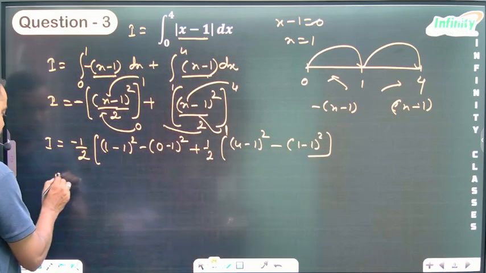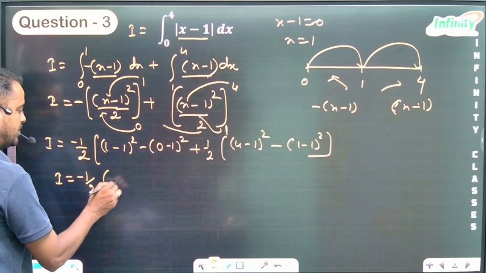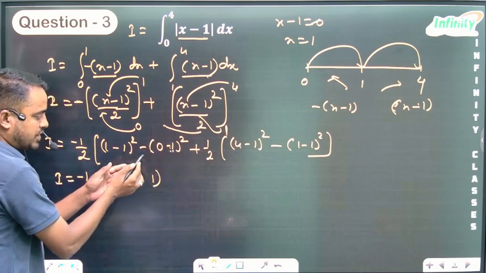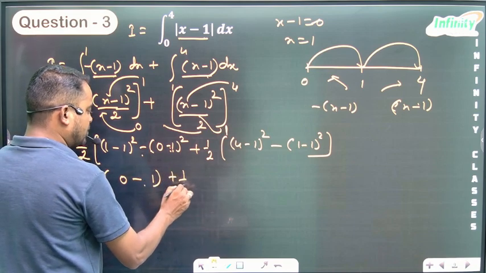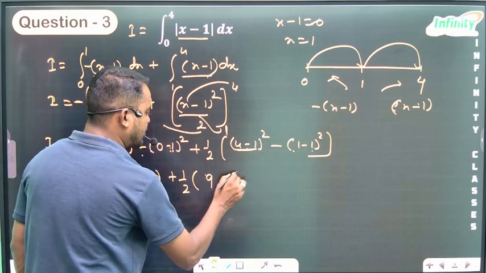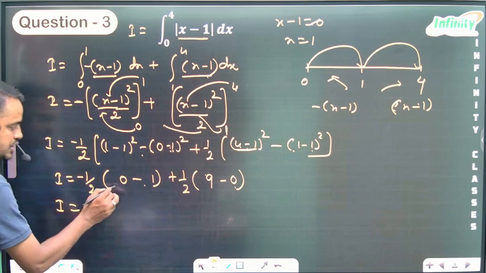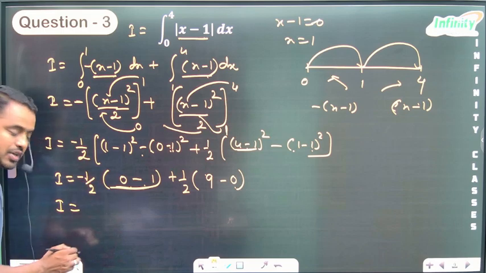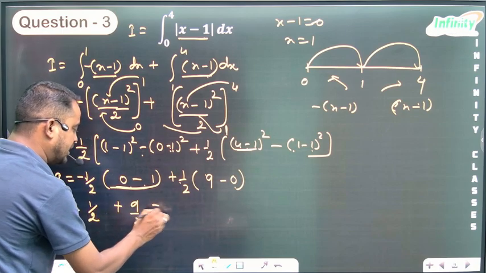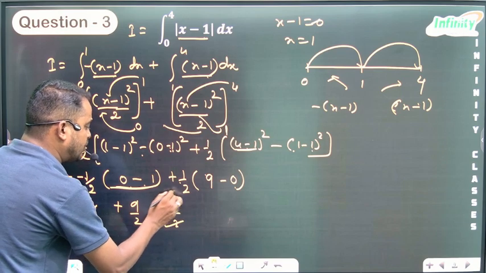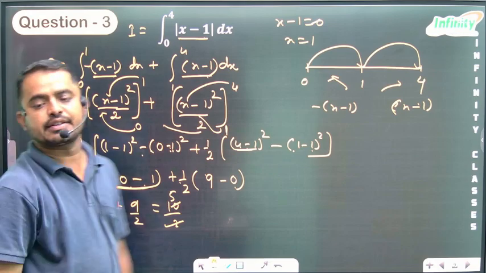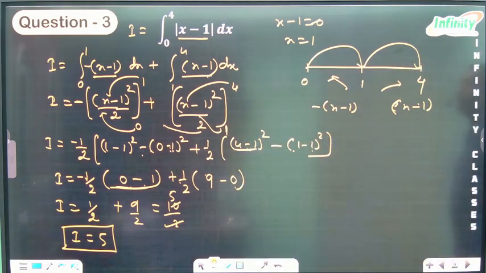Now this I is equal to minus 1 by 2. 1 minus 1 will be 0. Minus 1 square is 1. 0 minus 1, 1 square is 1 and 0 minus 1 is minus 1 here. Then plus 1 by 2. 4 minus 1 is 3. 3 square is 9. 1 minus 1 is 0. So I is equal to 0 minus 1 is minus 1. Minus 1 into minus 1 is 1 by 2. Plus 1 into 9, 9 by 2. That is equal to 10 by 2. 2 fives are 10. Therefore I is equal to 5. In this way we have to solve the problem.